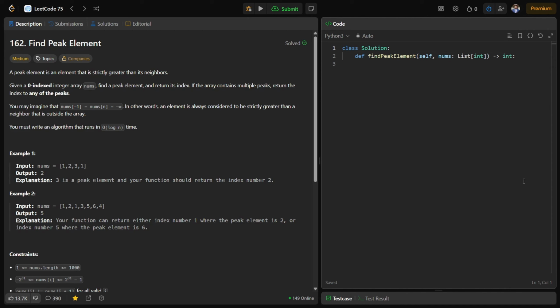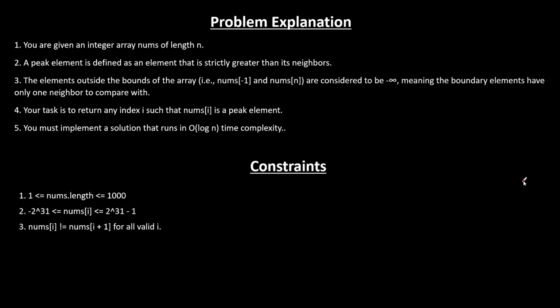Question 162, Find Peak Element. The level of the problem is medium. I will request you to read the question beforehand, as I will deep dive into the PPT and explain it in a simpler way. Now let's understand the problem in the easiest way possible.